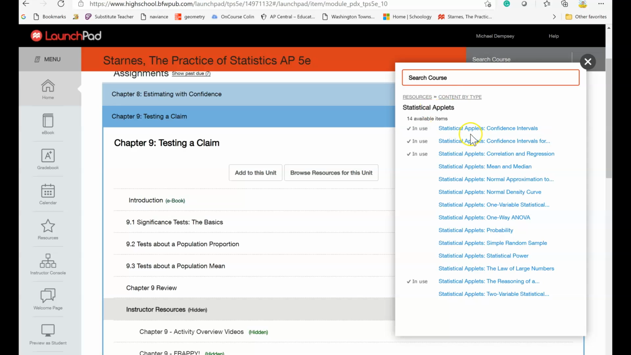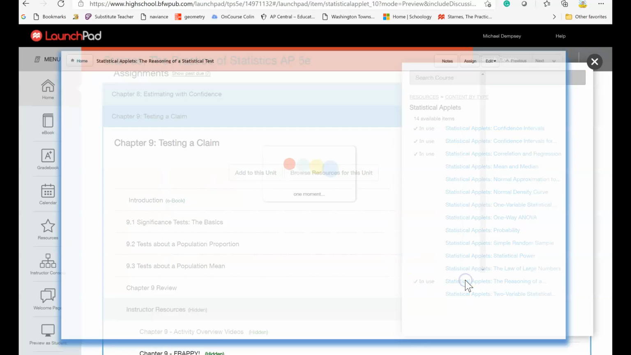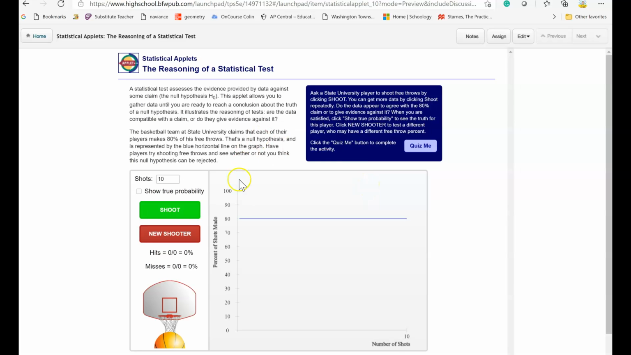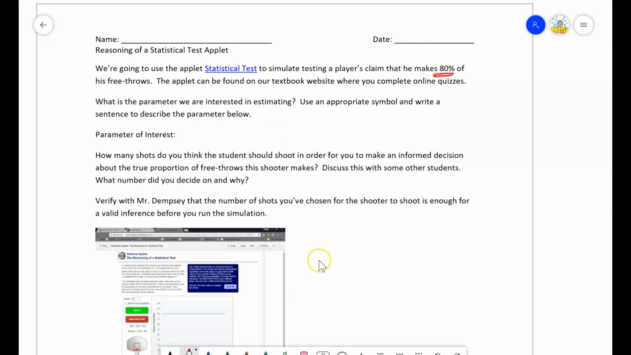We've used several already. The confidence intervals, the correlation, and regression were pretty useful in exploring those topics. But you're going to choose this one, the statistical applets, the reasoning of a hypothesis test, or reasoning of a significance test. And it looks like this. Okay? So we have the worksheet that goes along with it that I'm going to walk you through.